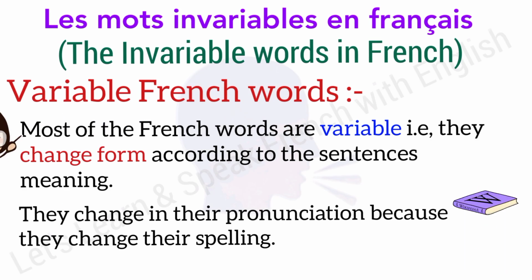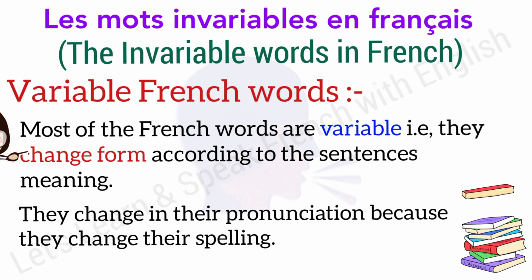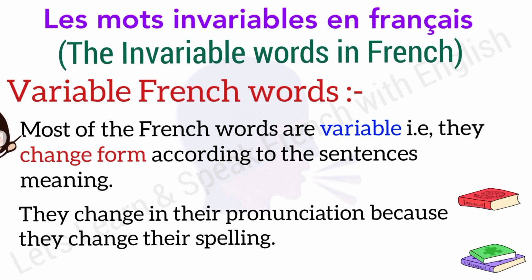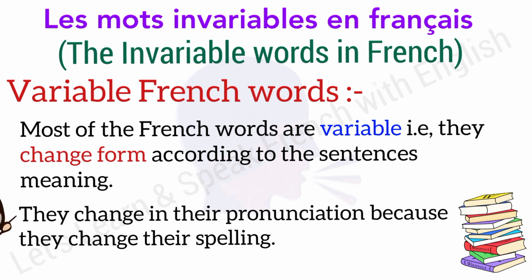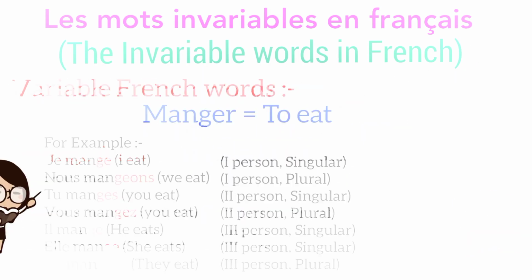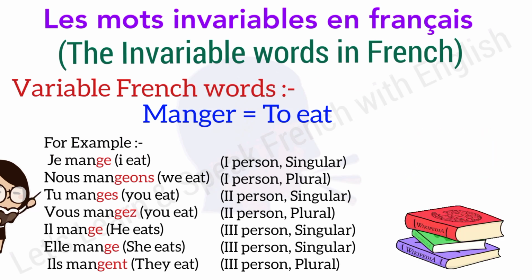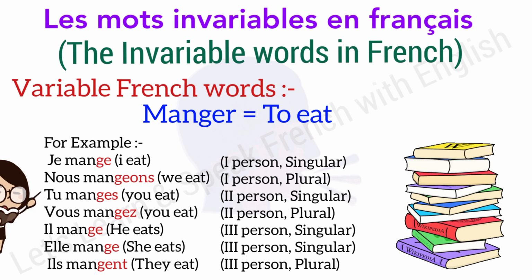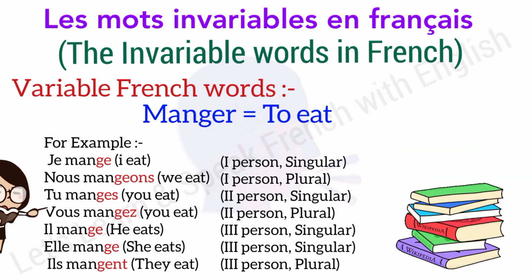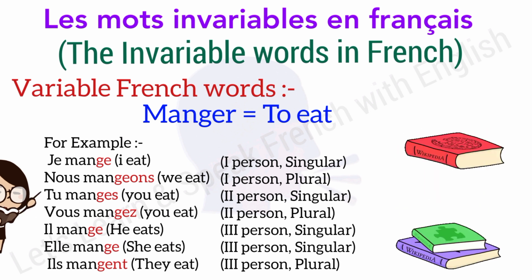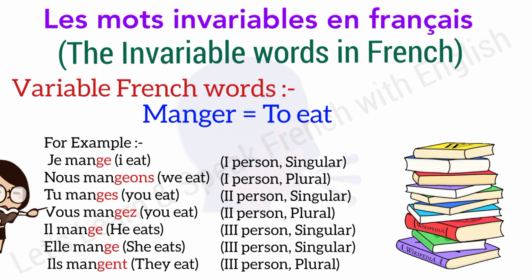First, let us see what are variable French words. Most of the French words are variable. That means they change their form according to the sentence's meaning. That means they change in their pronunciation because they change in their spelling. Let us understand this with one example. The verb manger means to eat in English. The verb manger is conjugated in the present tense as follows.